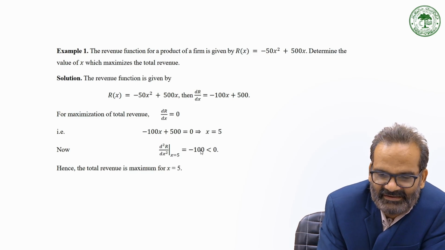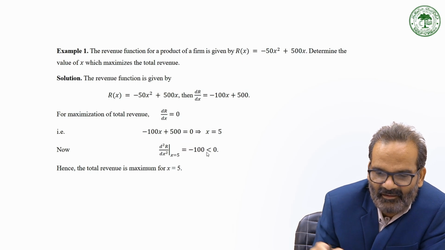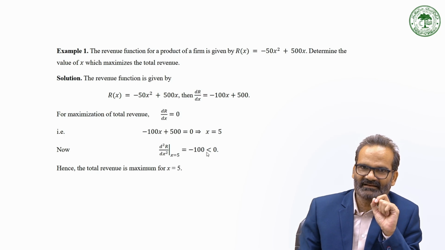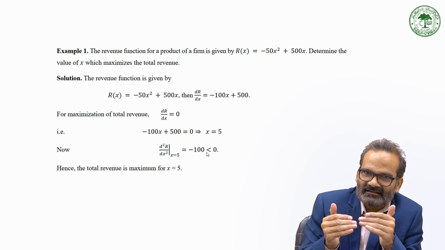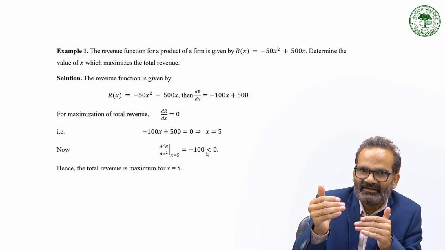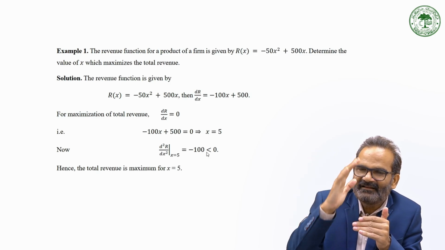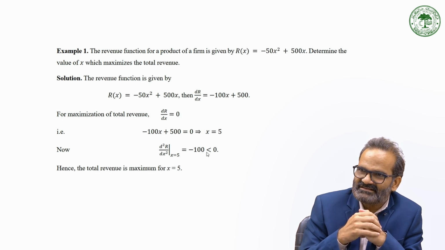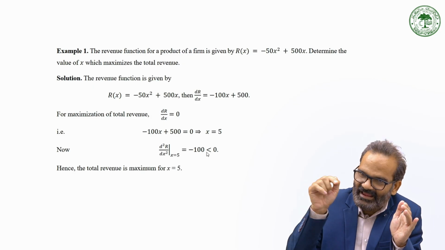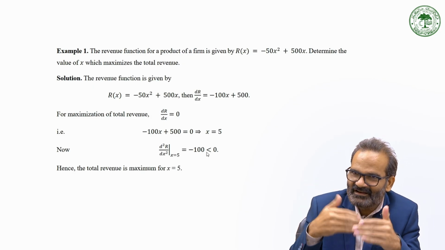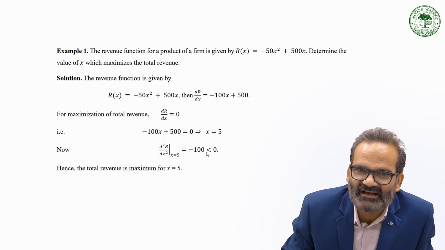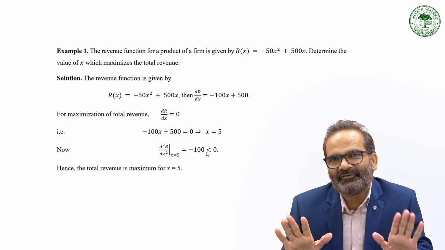What is the meaning of minus 100? Minus 100 is simply a constant. It shows that whatever x we have, here we have x equals 5, the revenue is maximum. You can change the value of x, even then the revenue will be maximum because the second derivative comes out to be constant. It is independent of x. If x were there, then the value of the second derivative would also change. So it shows that for any number of commodities being sold, the revenue of the firm will be maximum.